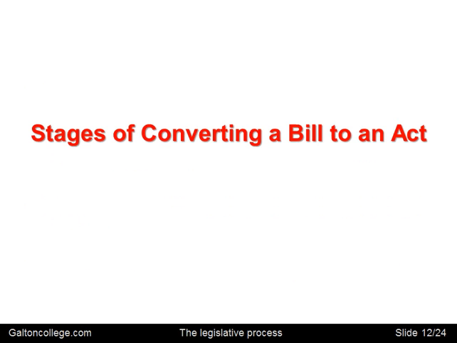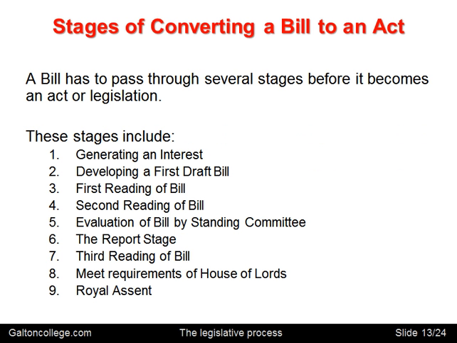Now, let's look at the stages of converting a bill into an act. Let's see how it happens. We start with the proposal, which is the bill, and it changes into an act of law. A bill has to pass through several stages before it becomes an act or legislation.